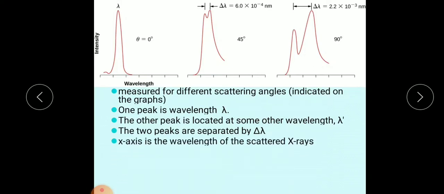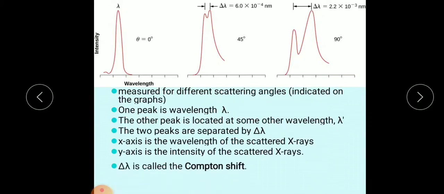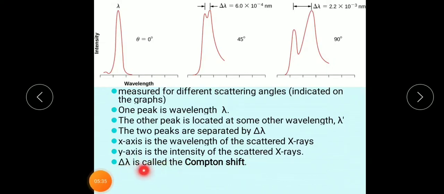The x-axis denotes the wavelength of the scattered X-rays. The y-axis denotes the intensity of the scattered X-rays. And then delta lambda is called the Compton shift.